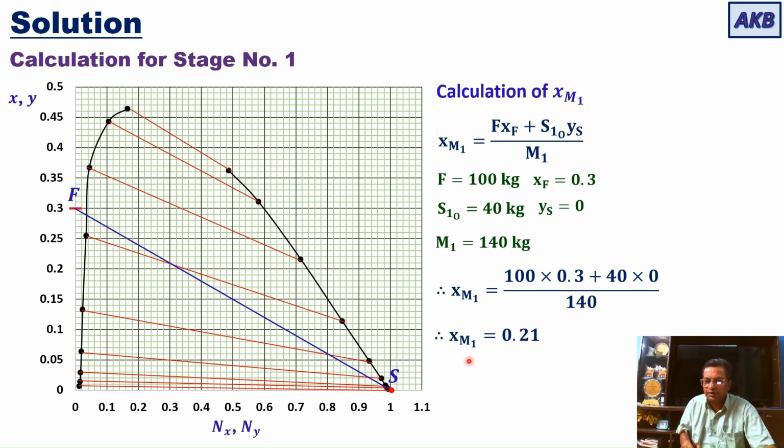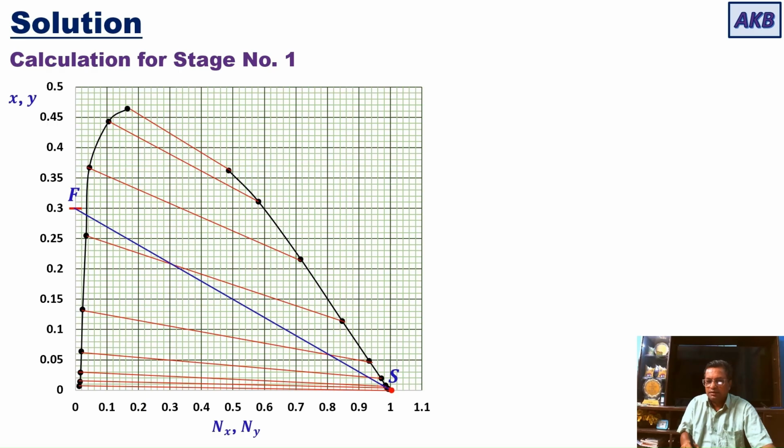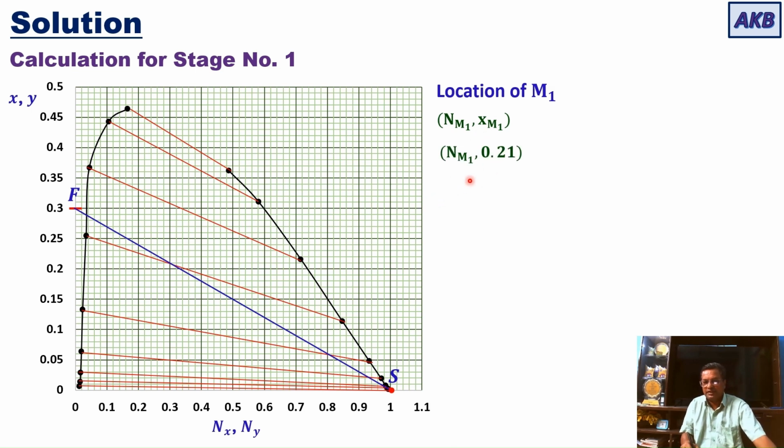Now we are going to use this value of XM1 to locate point M1. So let us do that. M1 will be located on the line FS at x equal to XM1, a point with coordinates N M1, XM1. We just have to use the value of XM1 that we calculated previously, 0.21. So you locate 0.21 on the y-axis and then go to the line FS. The point of intersection with the line FS will be nothing but point M1. So in this way, you have to locate point M1.